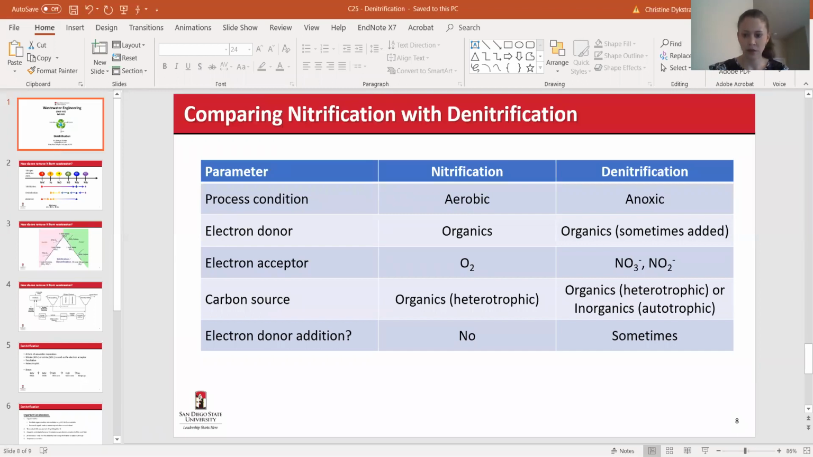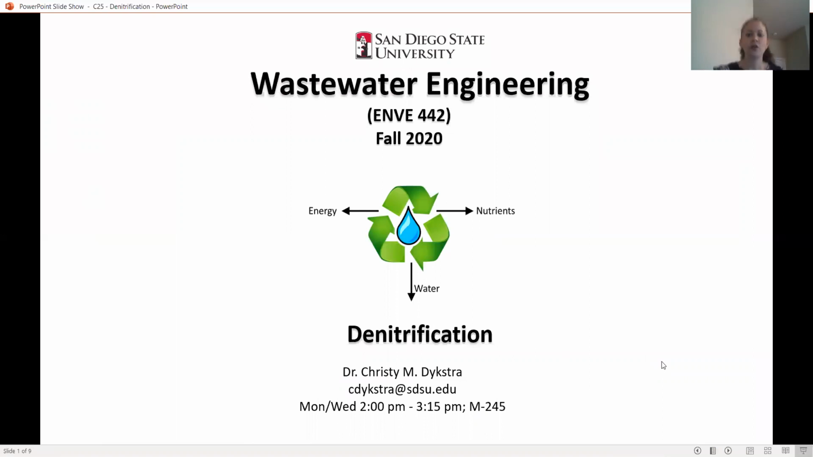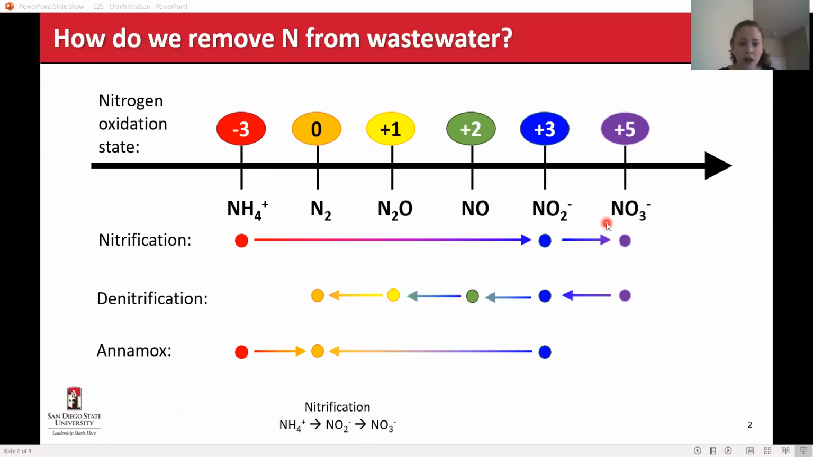All right, so let's talk about denitrification. So let's see if I can get, here we go, get my cursor here. So denitrification, first we need to look at the nitrogen oxidation states and kind of better understand those so that we can understand what's happening in our system with either nitrification or denitrification.